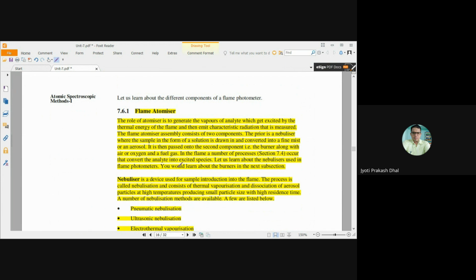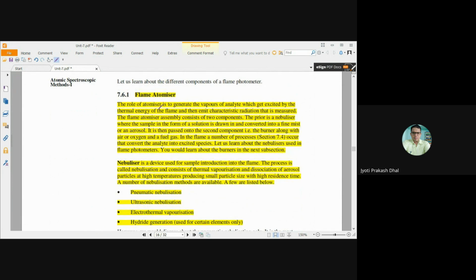So here we will discuss the different components of a flame photometer. The first one is the flame atomizer. The role of the atomizer is to generate vapors of the analyte, which get excited by the thermal energy of the flame and then emit characteristic radiation that is measured.